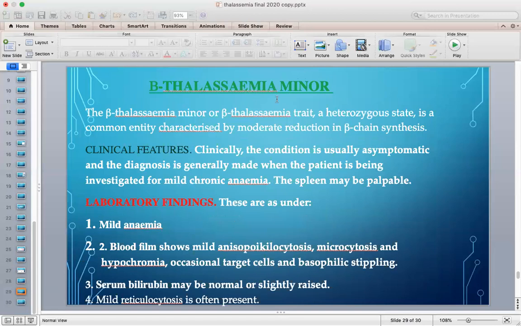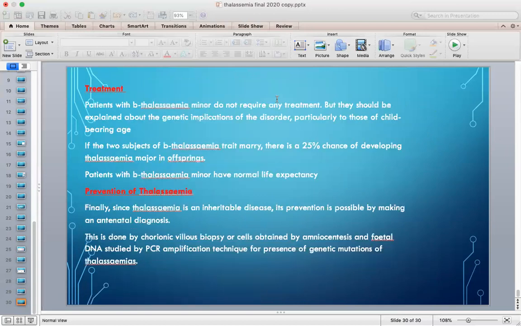Beta thalassemia trait, as we said, is the heterozygote state of beta thalassemia. It is completely asymptomatic, or the patient might present with a very mild anemia. We usually discover it by doing a CBC. The CBC shows possibly mild anemia, and the blood film shows mild anisopoikilocytosis, hypochromia, microcytosis, target cells, and mild reticulocytosis might also be present. Treatment: we require no treatment for beta thalassemia trait.